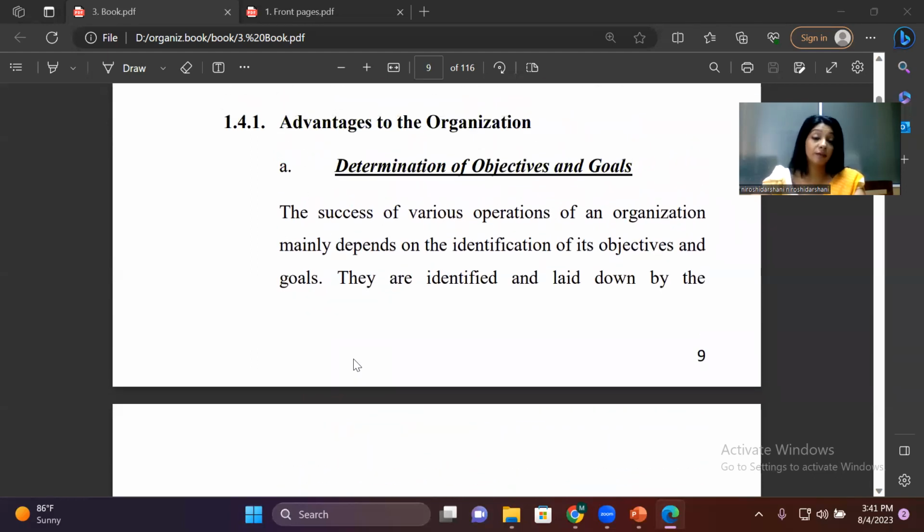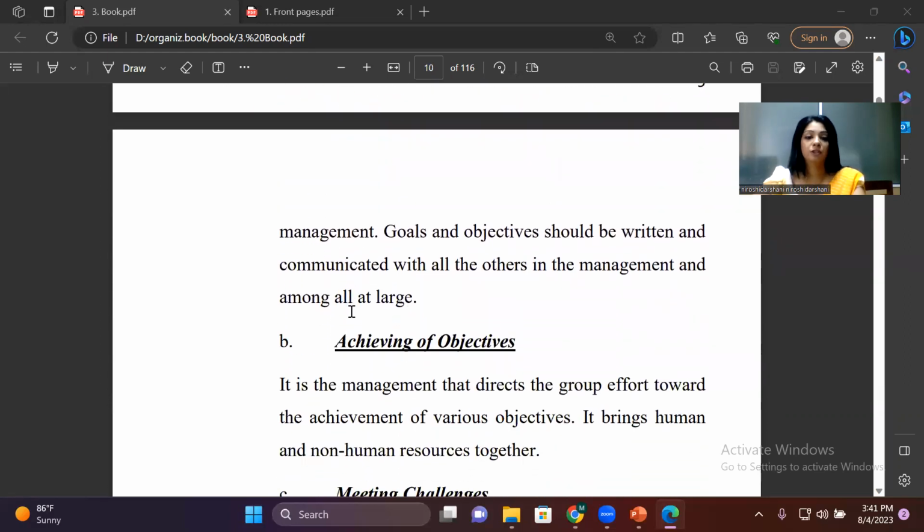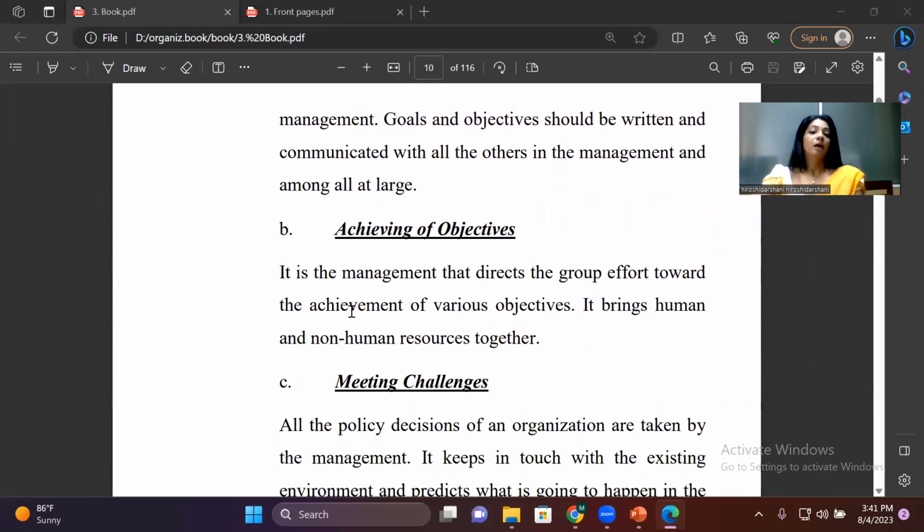Now we are talking about the advantages of management to the organization. Achieving the objectives: it is the management that directs the group effort toward the achievement of various objectives. It brings human and non-human resources together, because once we know what my objective is, we would be relating and coordinating many things together. And the third one is meeting challenges. How are we going to meet the challenges?